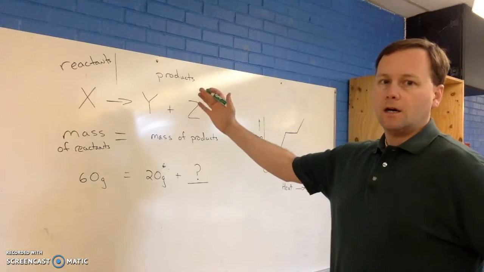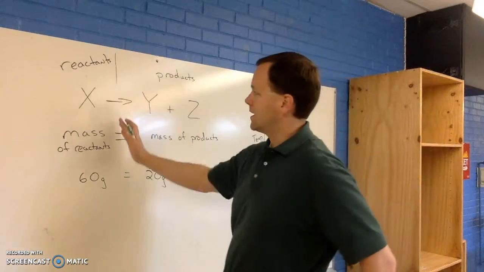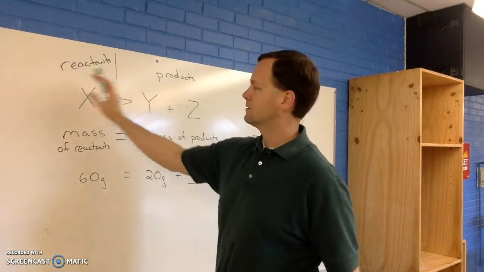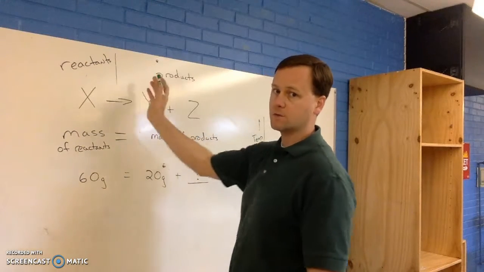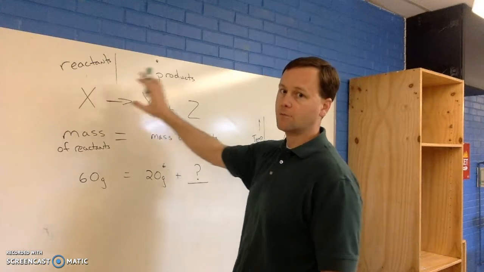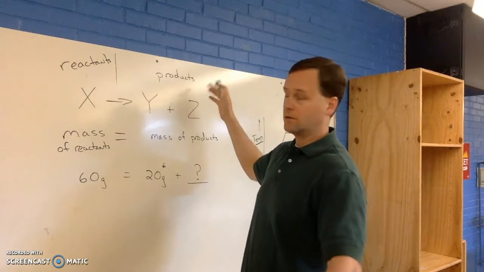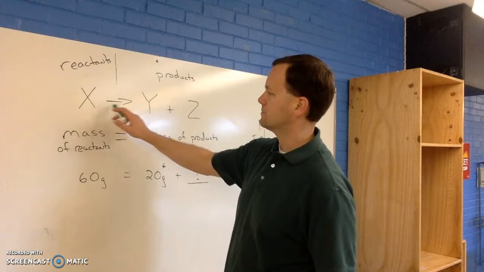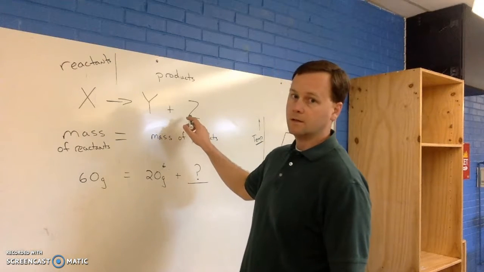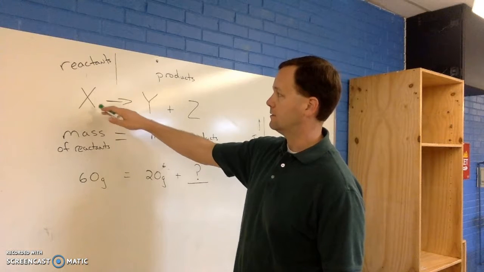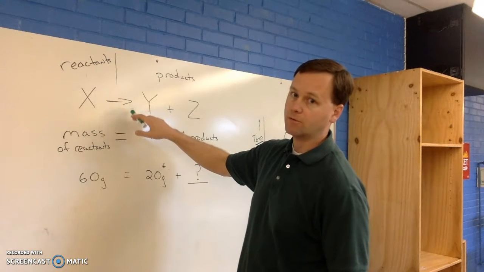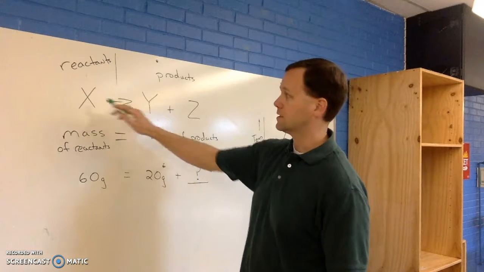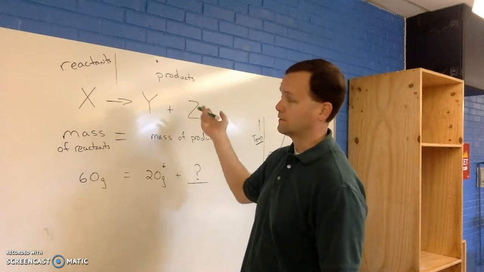Anyway, reactants are on this side of the arrow. This arrow right here separates our reactants from our products. Reactants are what you start with in a chemical reaction. Products are what you produce. So in this case, you've got X makes Y plus Z. If I take something and break it apart through a chemical reaction, it's going to produce 2 different things. So this is thing 1, thing 2, thing 3.